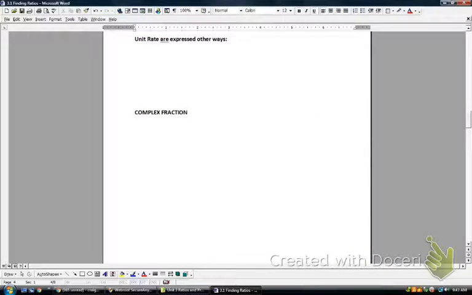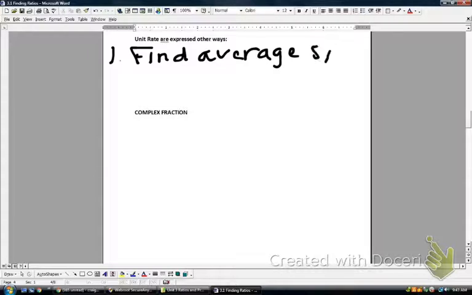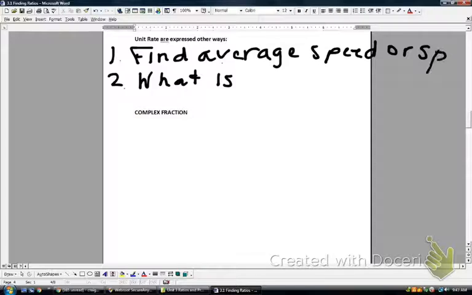Sometimes when you're asked to find a unit rate, it may not say find the unit rate. Unit rates are expressed in other ways. Sometimes it will say find the average speed. And sometimes it will say what is the best buy. And when you're asked to find the average speed or the speed or best buy, they're just asking you to find the unit rate. So denominator of 1.